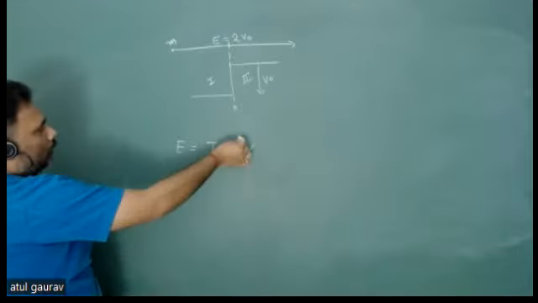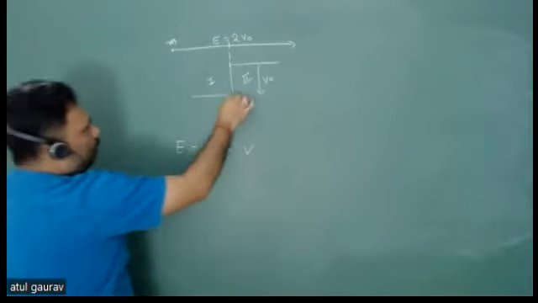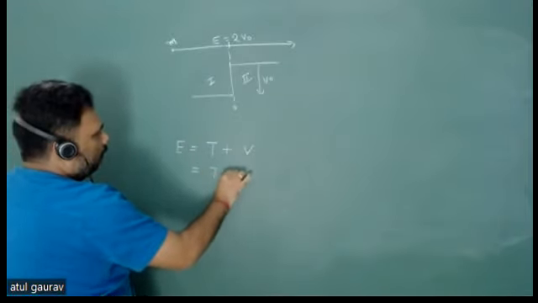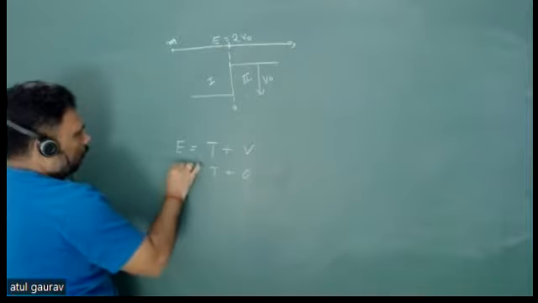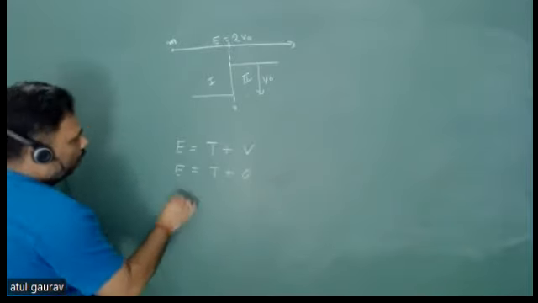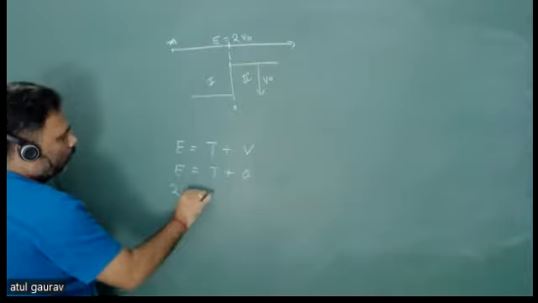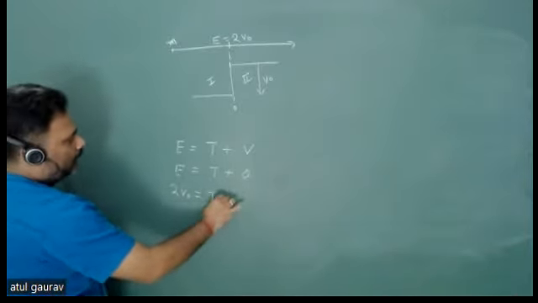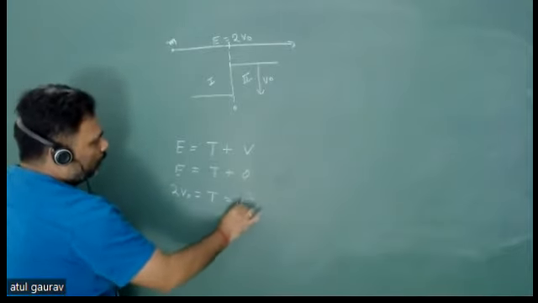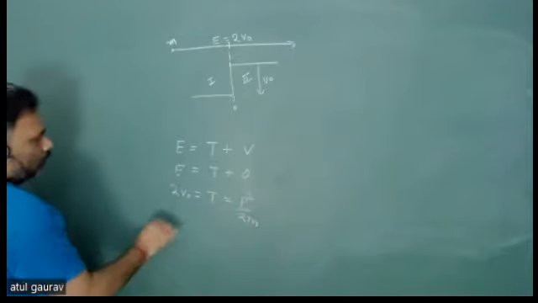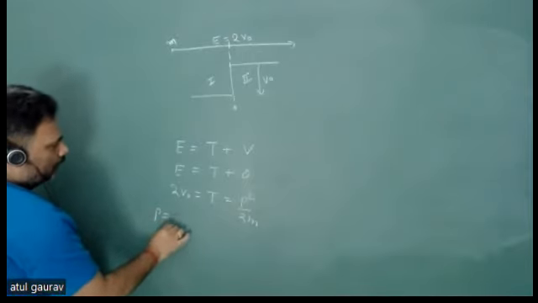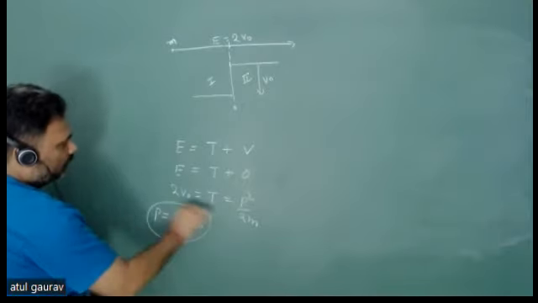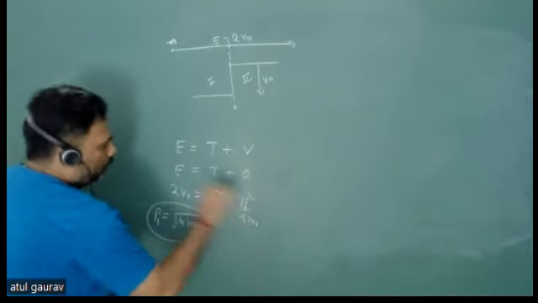What is the potential energy in the first region? It is 0. So kinetic energy plus 0 is your total energy. What is the total energy? 2V0. This is your kinetic energy, and it can be written as P squared by 2m. So what is your P here? P1 for region 1 is root of 4mV0.